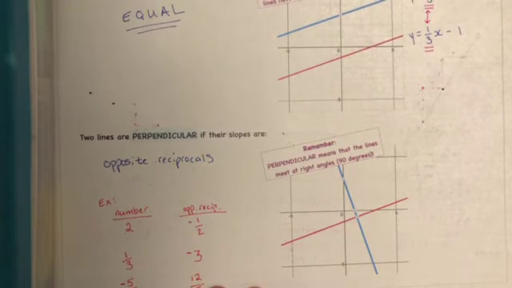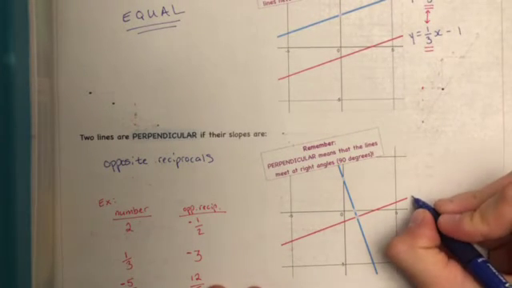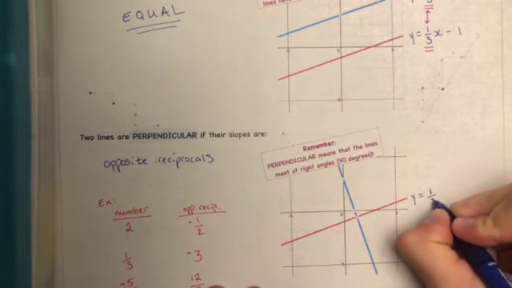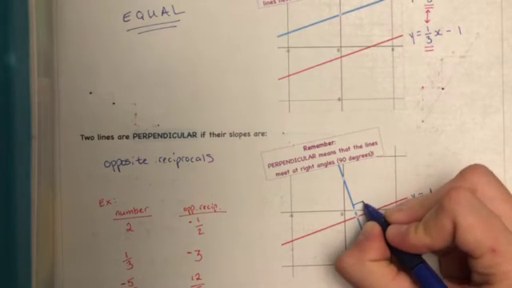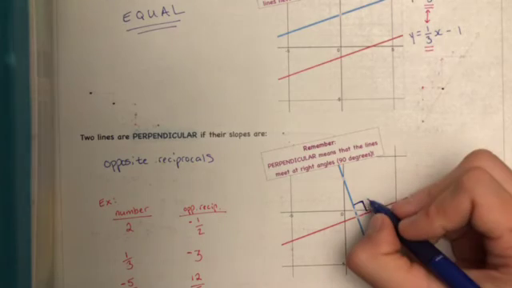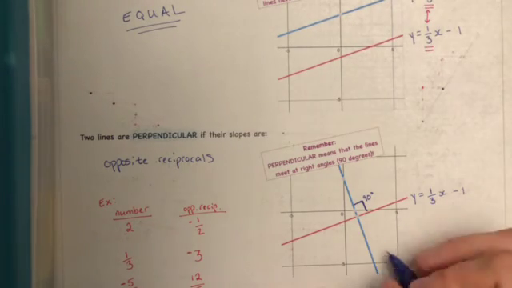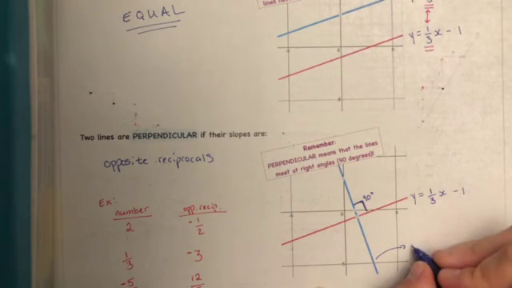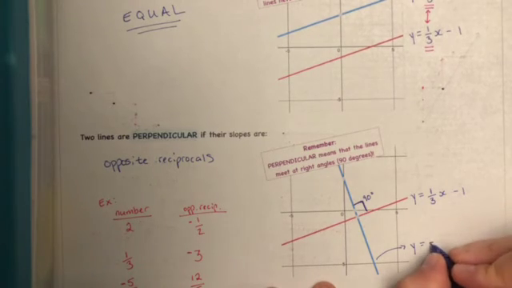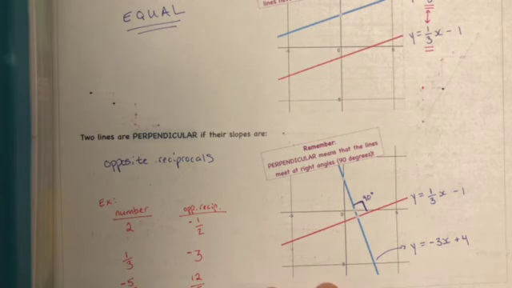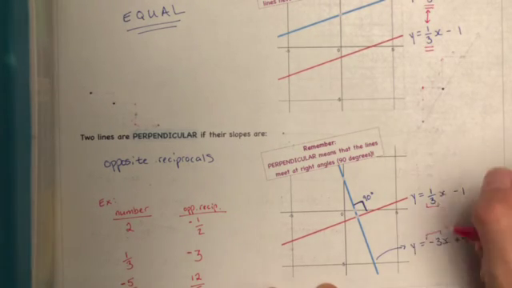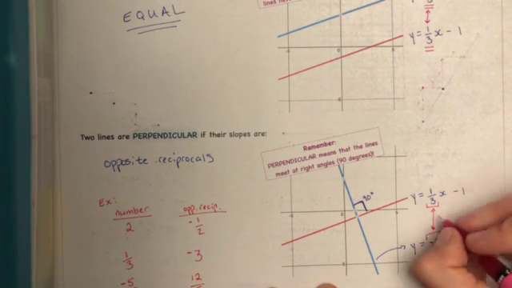So what that looks like in equations, over here, this is the same line as above. It's 1/3 x minus 1. And this line is perpendicular, meaning there's a 90-degree angle. And the equation of this line is y equals -3x plus 4. And so you can see that 1/3 and -3 are opposite reciprocals.